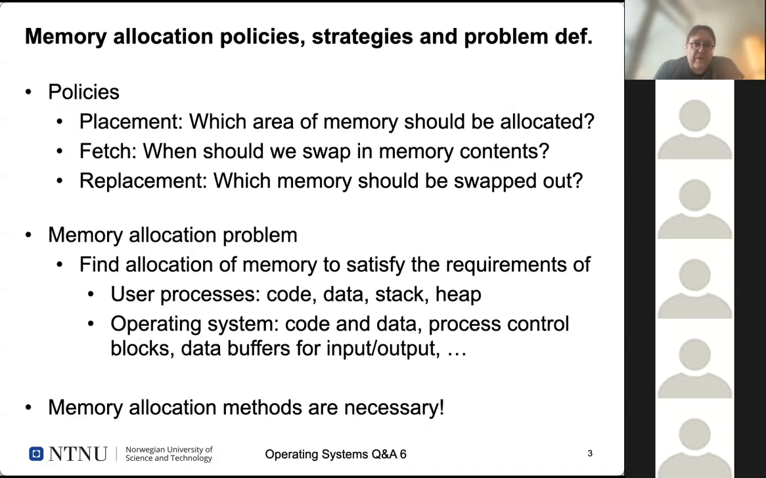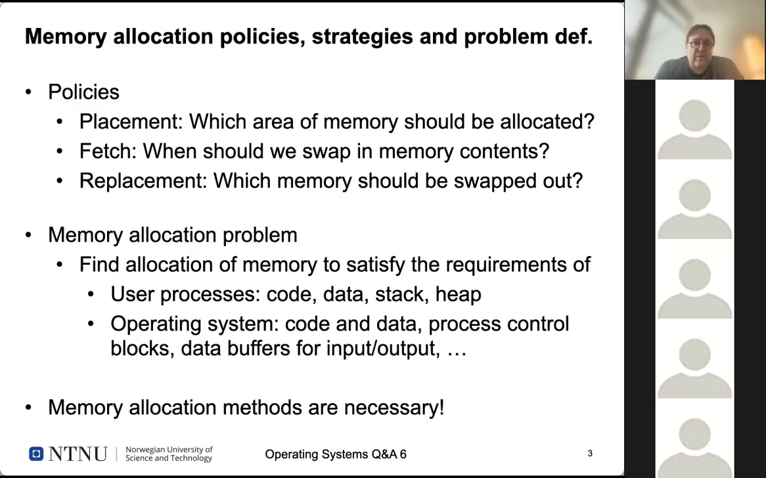We have a policy for fetch. So the fetch policy tells us when we should actually swap in memory contents. We can do it when it's required. We can do it in advance, for example, if we do some look ahead. And we took a look at replacement policies. So replacement policies tell us, if we run out of memory, for which part of the memory, page of the memory, does it make most sense to be swapped out? So which is maybe the most efficient approach for replacing pages in memory.